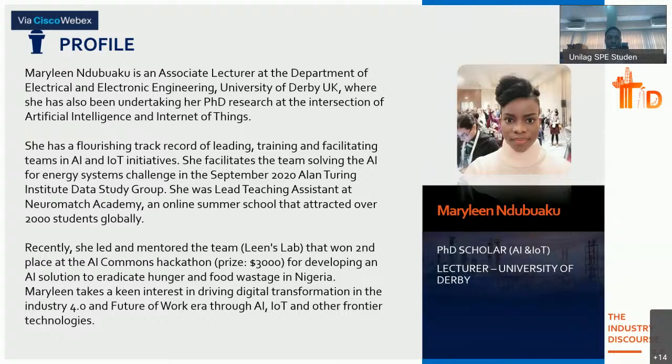She facilitated the team solving the AI for energy systems challenge in the September 2020 Alan Turing Institute Data Study Group. She was lead teaching assistant at NeuroMatch Academy, an online summer school that attracted over 2,000 students globally. Recently, she led and mentored the team Lean's Lab that won second place at the AI Commons Hackathon. The prize they got was $3,000 for developing an AI solution to eradicate hunger and food wastage in Nigeria. Marilyn takes a keen interest in driving digital transformation in the Industry 4.0 and future of work era through AI and other frontier technologies. You're welcome, Marilyn. Over to you.